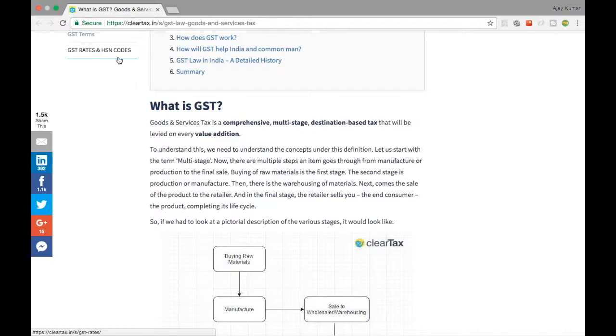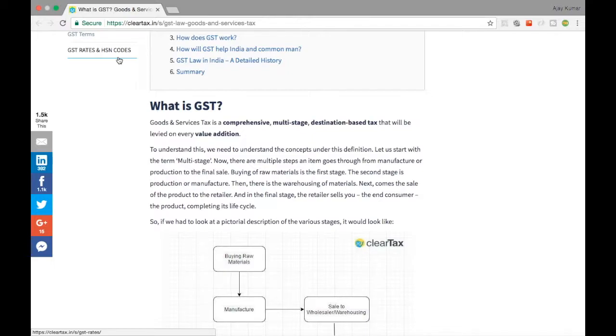So let's get started. GST is nothing but goods and services tax. It is basically a multi-stage tax. In due course you will know what this multi-stage tax is. Basically, the tax will be levied on the value addition at each level. Also, this GST is not something new which the government has just done. It was started long back.